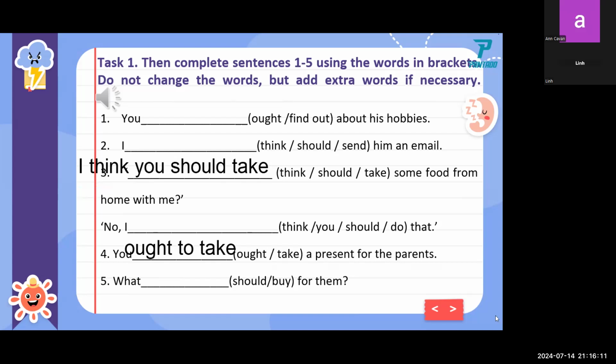Okay, one more. Lesson 1G, exercises 3 and 5.